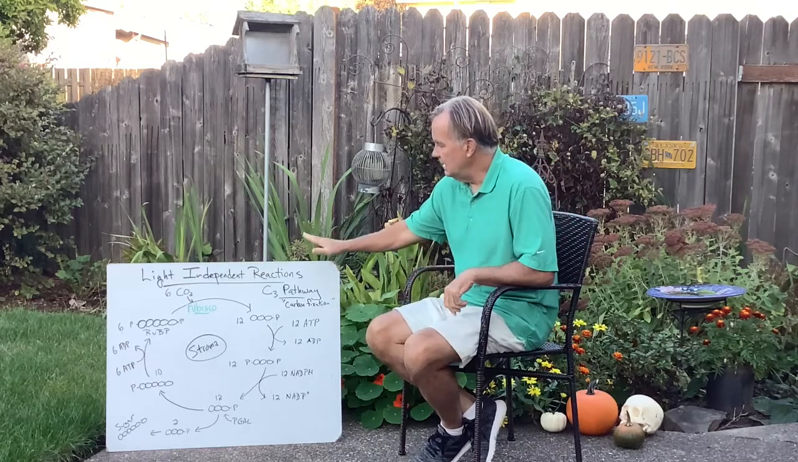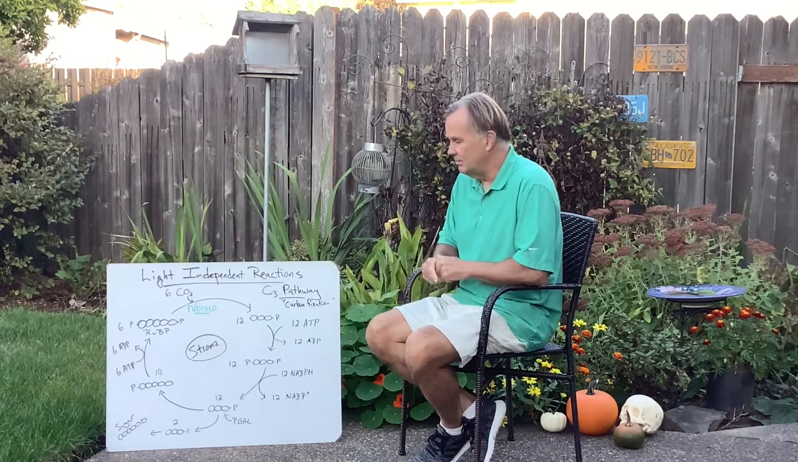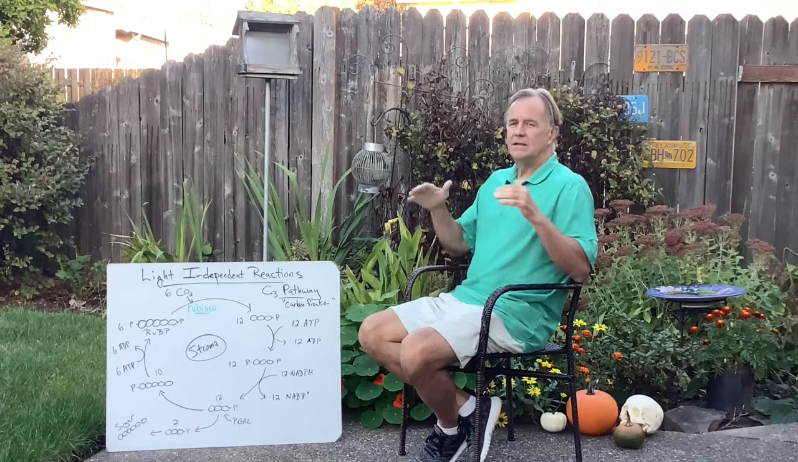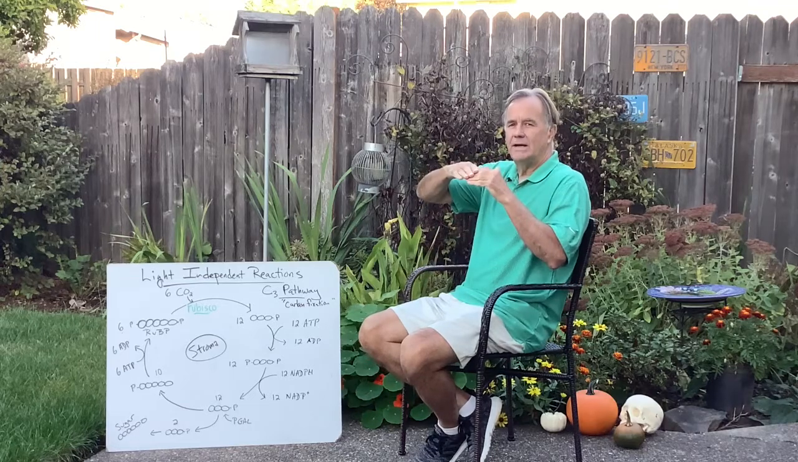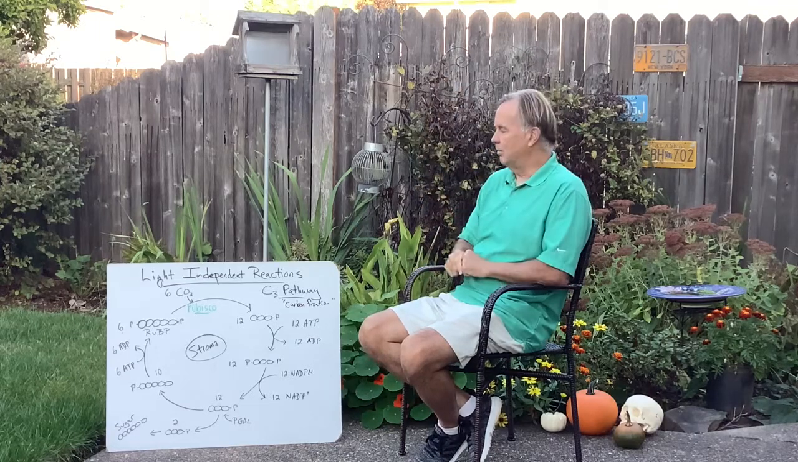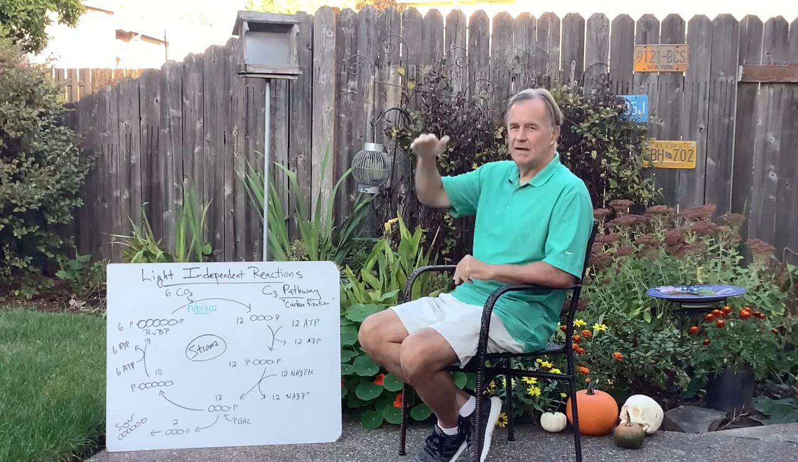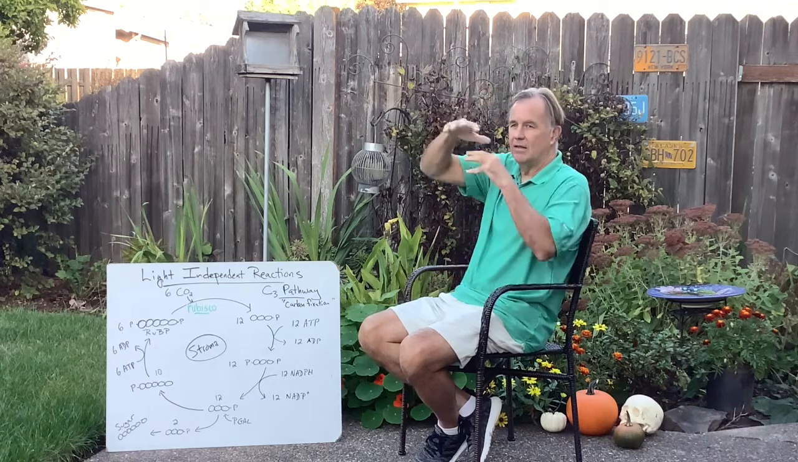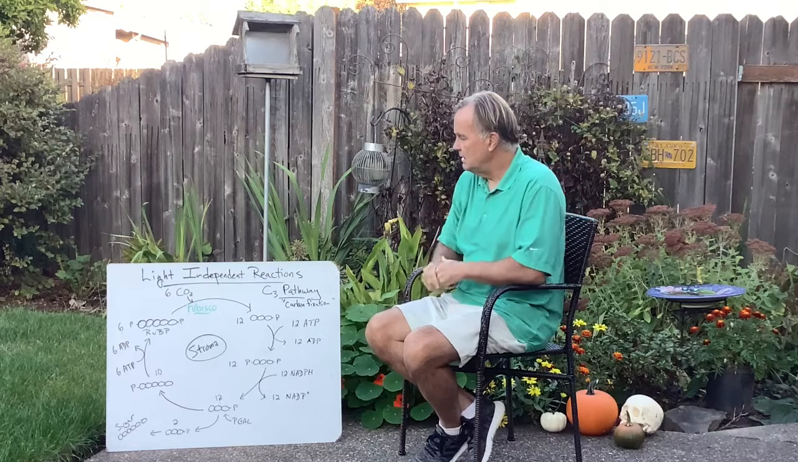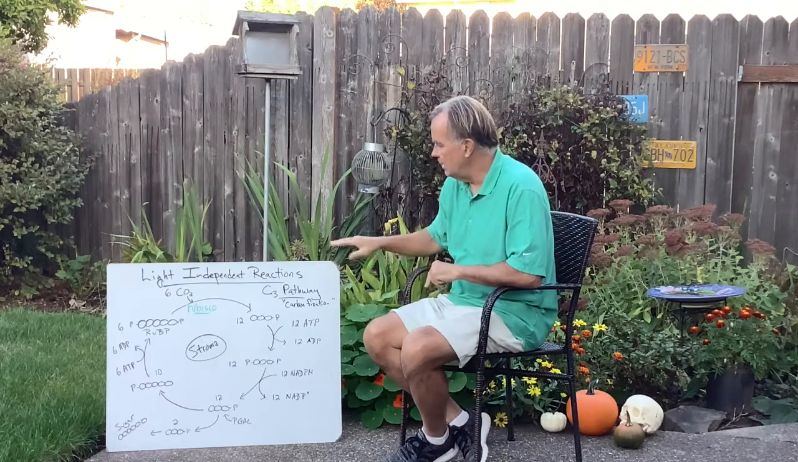The light-independent reactions, sometimes called the Calvin pathway, occur in the stroma. And the stroma is the space between the thylakoid membranes and the outer membranes of the chloroplast. Chloroplasts have three membranes: outer, inner, and then the thylakoid. So the stroma is where the light-independent reactions occur.